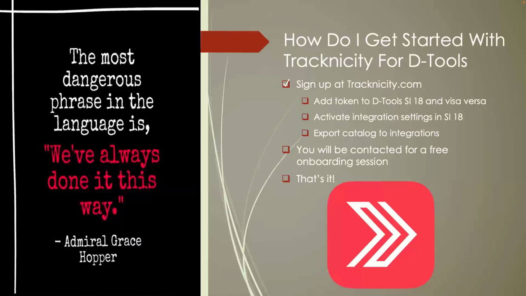So that's really it. It's pretty straightforward. Tracknicity.com is the web address. Pretty simple to go and sign up. Just make sure you select the DTools version. If you want to use that, you can still use the QuickBooks version if your business runs off of QuickBooks, but my guess is you're here because your business runs off of DTools and most people would want the DTools version.